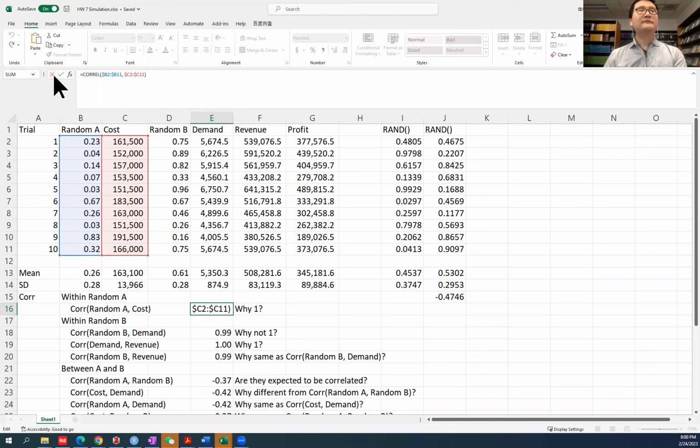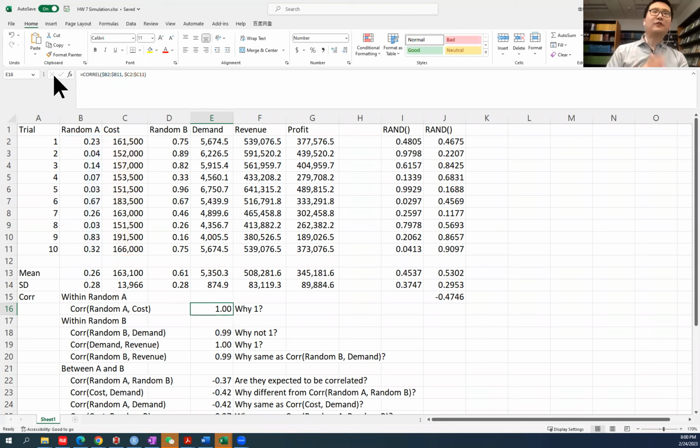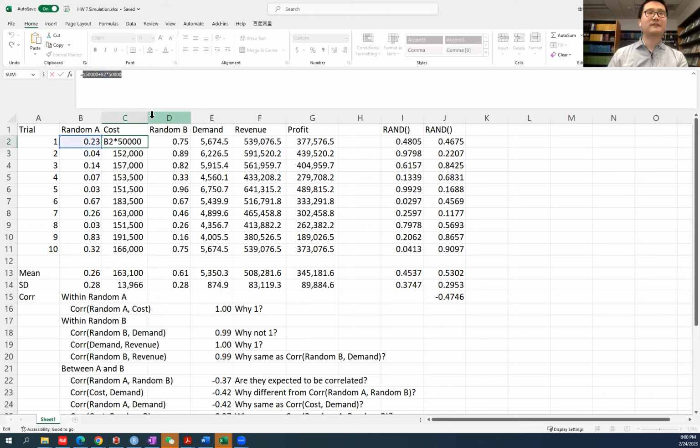If we linearly transform any variable, these two different variables would be perfectly correlated. Remember how we calculated the cost. It's nothing but a linear function of the random number, right? That's why, if we plot these two variables, they would exactly form the same straight line.